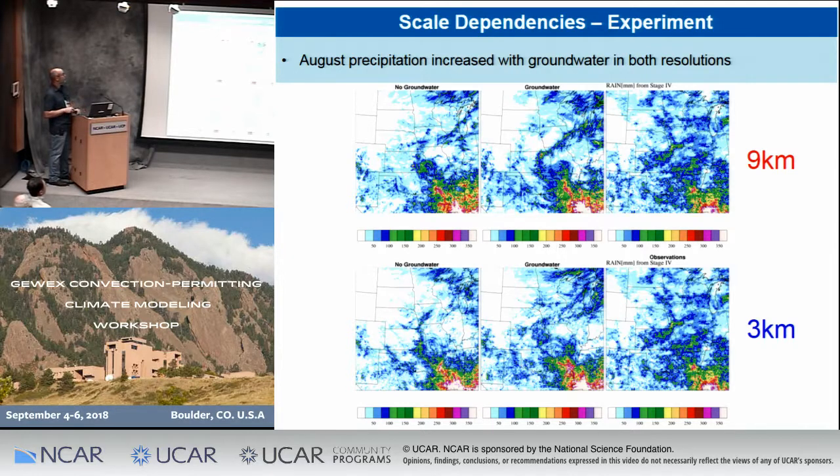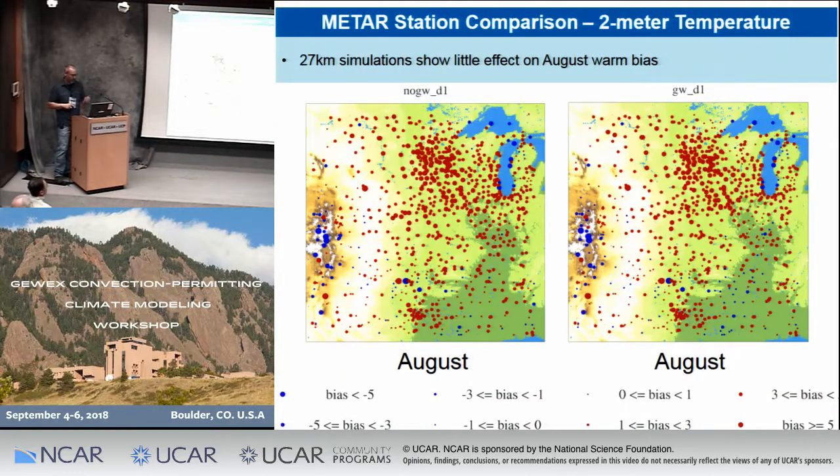One of the things we started doing this for was the warm bias, right? So this is also a comparison now with METAR stations. So this is individual stations. These are the biases, so red is a warm bias. And so you can see without groundwater, there's a warm bias across this whole region. With groundwater, there's not that much of an effect. This is in the core simulation, so the 27-kilometer simulation. There's very little effect of the groundwater on these simulations in August.